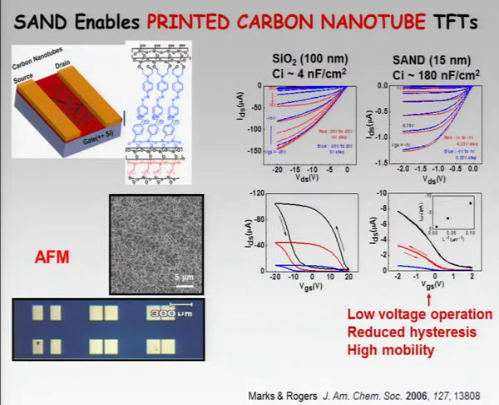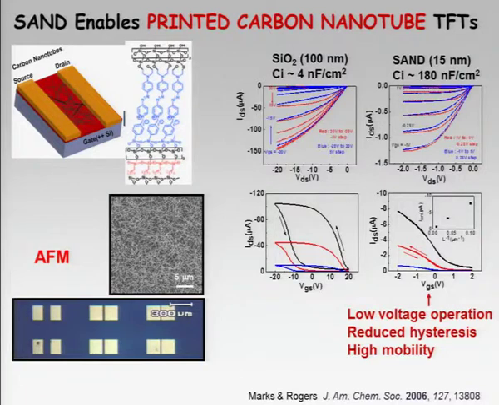This is early work with John Rogers, and his group was making carbon nanotube transistors. They're using silicon dioxide as the gate dielectric, 100 nanometers. And look at this transfer plot here. It's ridiculous. This is hysteresis. It's due to trap charge between the semiconductor and the gate dielectric, and sand suppresses that wonderfully.